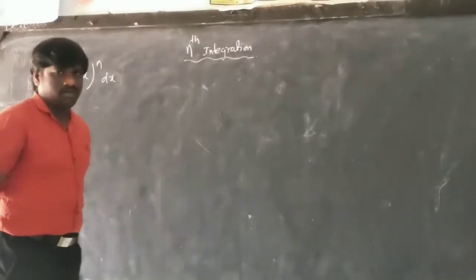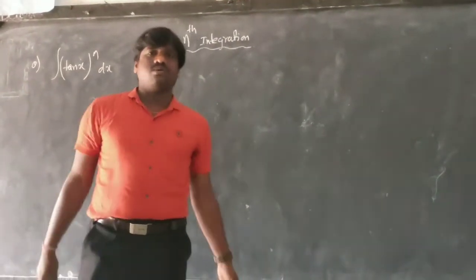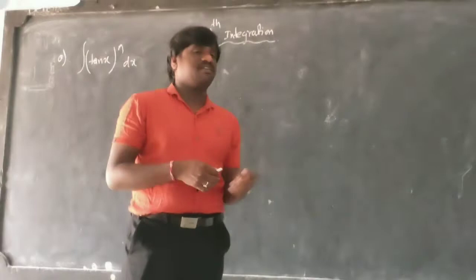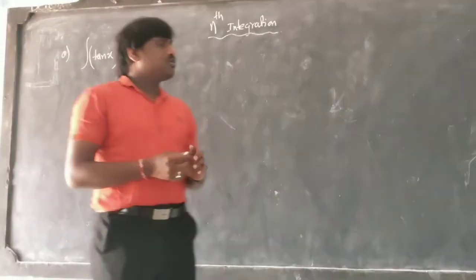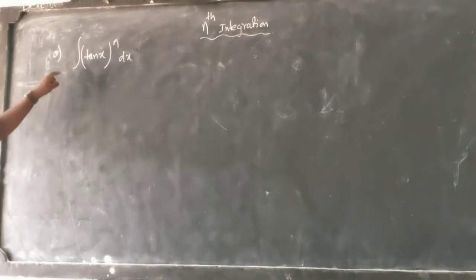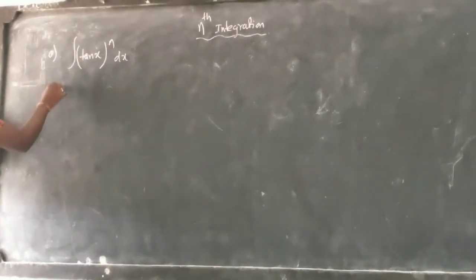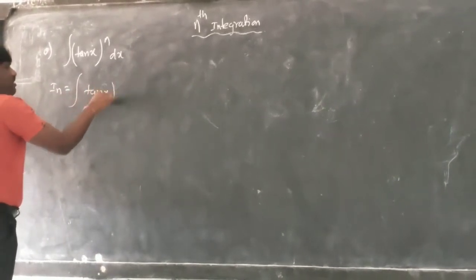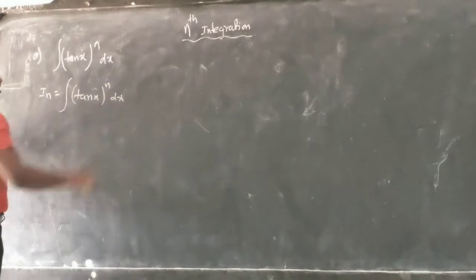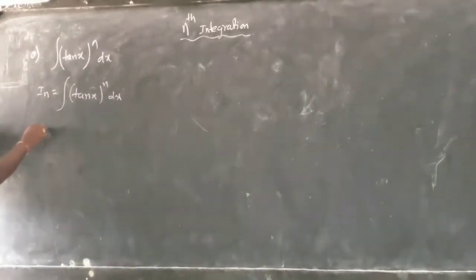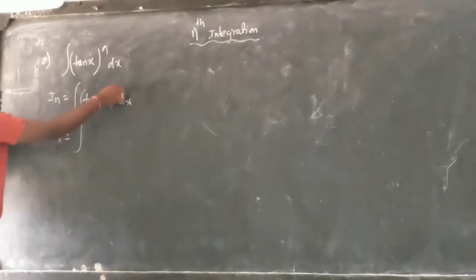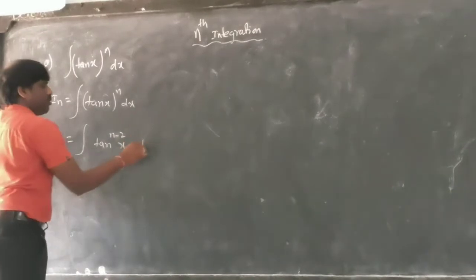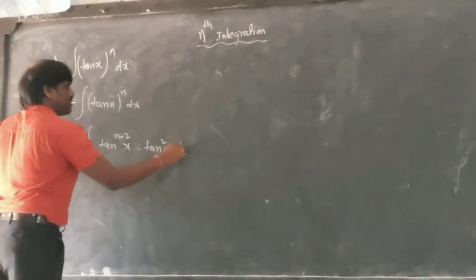Integration of tan x you know, right? Integration of tan square x also you know, I think. But if you want to find tan cube x, it becomes difficult, so we are using this method. How to find the integration of this: I will write In is equal to the integration of tan x to the power of n dx. To integrate this, we write In is equal to the integration of tan power n minus 2 x into tan square x dx. I can write it like this.